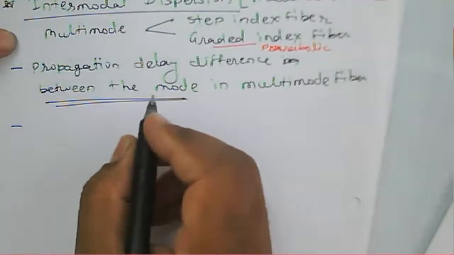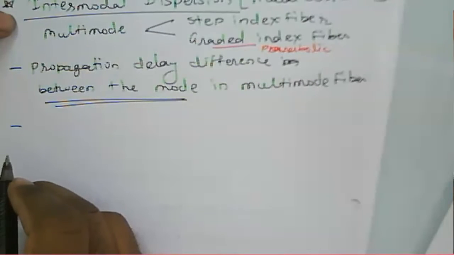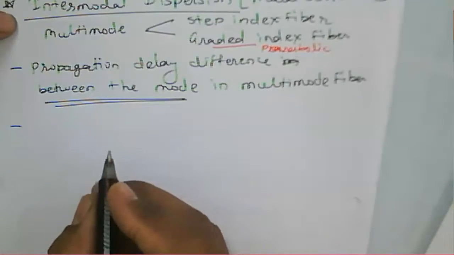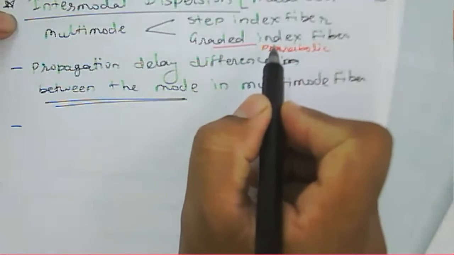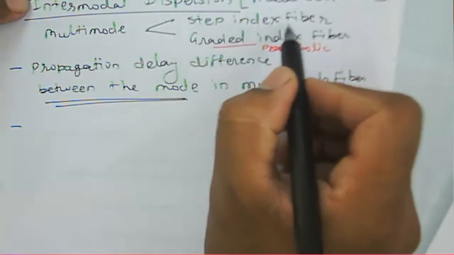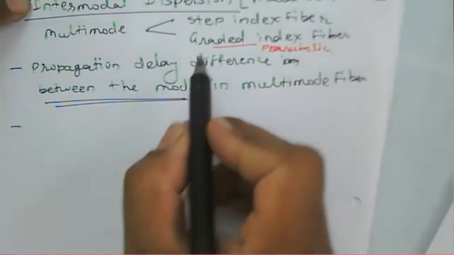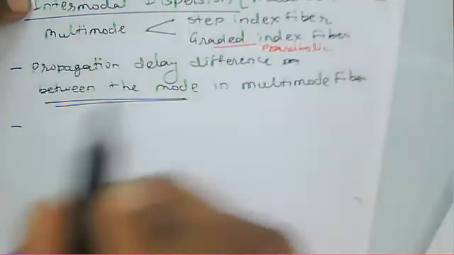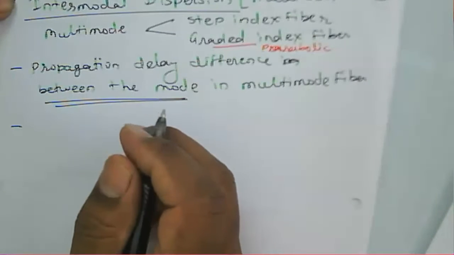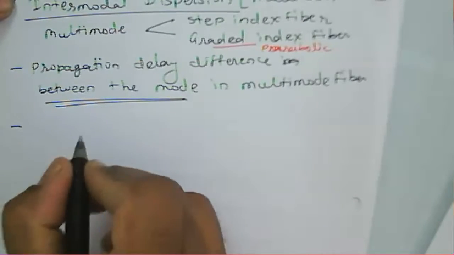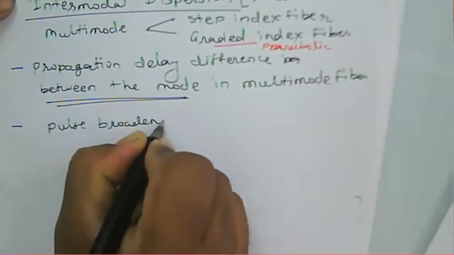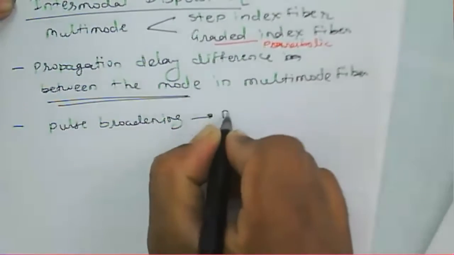So if you compare the step index fiber and a graded index fiber, pulse broadening in a graded index fiber is small as compared to the pulse broadening in a step index fiber. Means the step index multimode fiber has the highest or greatest value of pulse broadening. So due to the pulse broadening, there is an effect on what? The bandwidth.